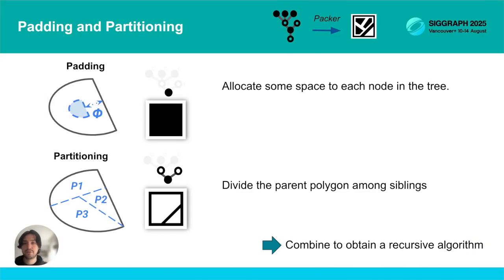In our implementation of the packer, we combine two fundamental operations, padding and partitioning, into a recursive algorithm. We process nodes one by one, and for each node, we first pad some space in the available polygon to make some space for the node we are currently processing, and then we partition the remaining space among the children of that node.